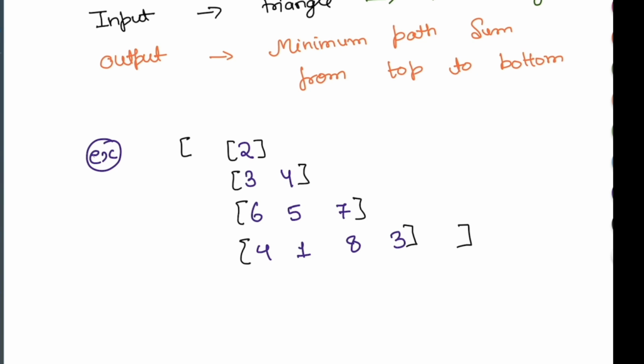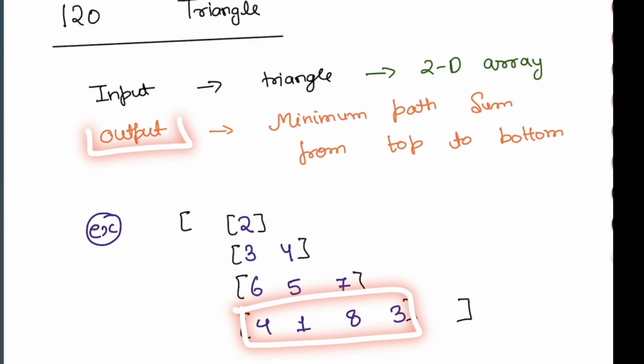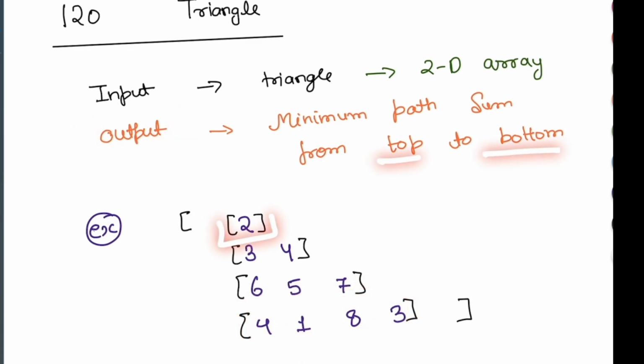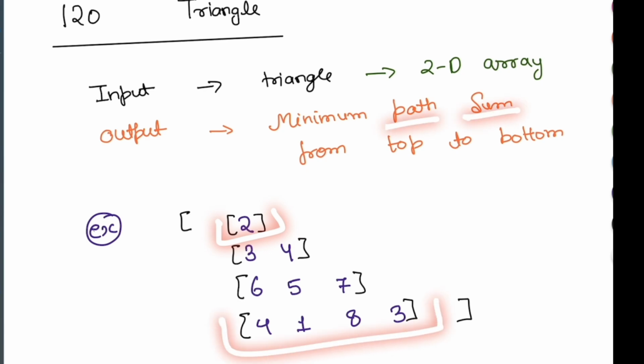Now the problem says that we are at the first element of the triangle and we have to reach the last row, or you can say we are in the first row at the first element. We need to reach the last row. That is what we need to find the output. We have to go from top to bottom, and going from the top to the bottom we need to find the path sum, and that should be minimum.